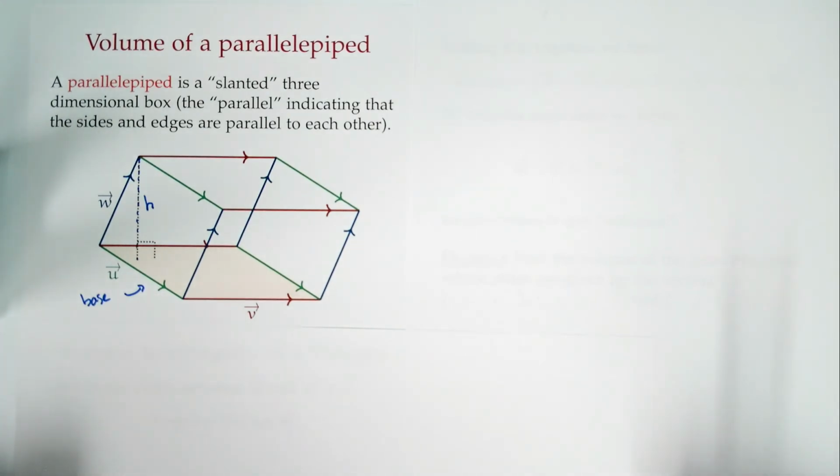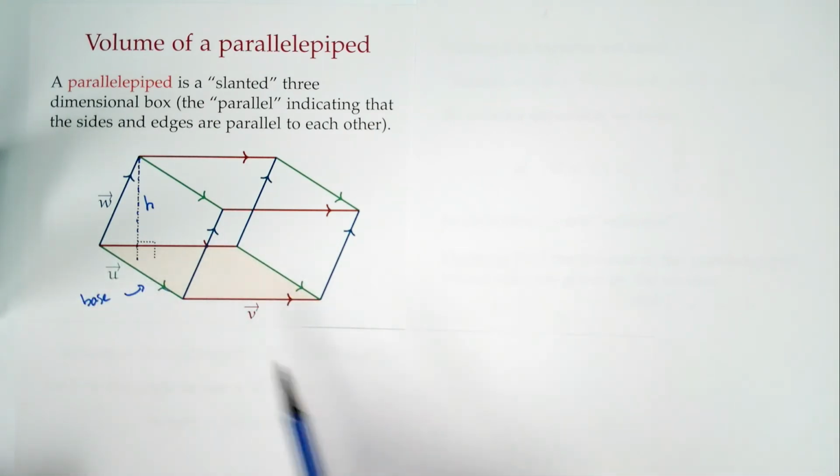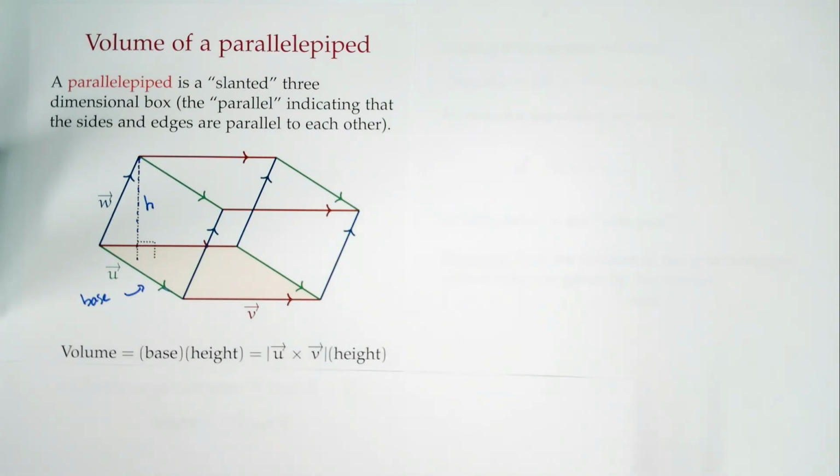Well, what's the base? The base is a parallelogram that involves the vectors u and v. We know how to find the area of a base. We've done that. Therefore, the volume, which is base times height, is the magnitude of this cross product times the height. Now, what's left? Well, we've got to figure out the height. Okay, so here we go.